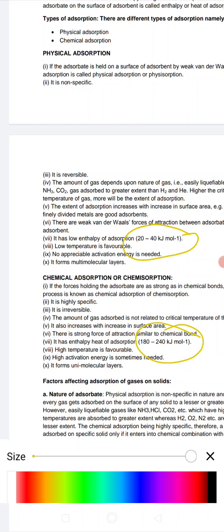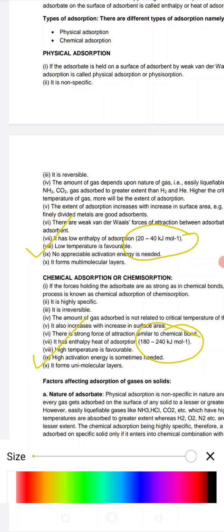Next important property is that physical adsorption requires a very low activation energy. See, the activation energy is very low. In chemical adsorption, we have a high activation energy. Next, low temperature is favorable for physical adsorption. Here, high temperature is favorable for this process to proceed. That is the third difference.